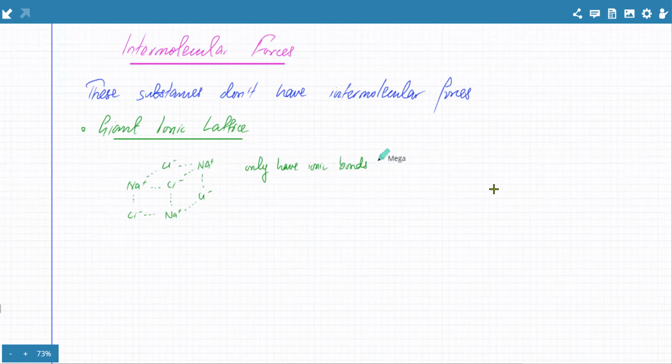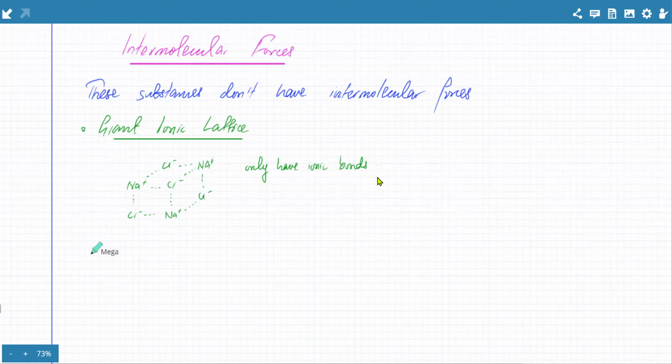It's one interconnected structure where all ions are bonded to all other ions, all negative ions are bonded to all positive ions by ionic bonds, strong ionic bonds. So there is no intermolecular force. They're only bonds. Okay, is this clear?